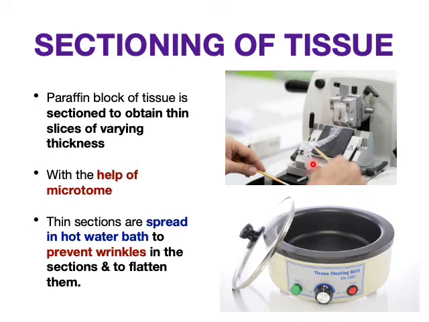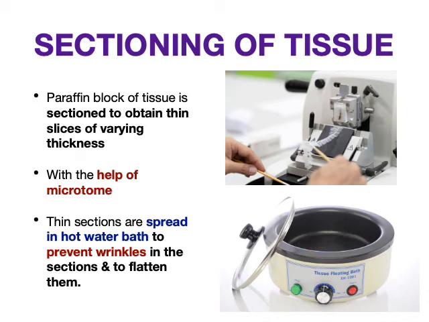You can observe so many wrinkles here in the ribbons. It is almost crumbled. To remove those wrinkles, we'll put those tissues in the hot water bath. Those thin tissue sections are spread in the hot water bath so that the wrinkles will be prevented and the sections will become flattened. Because you are putting it in the hot water, the paraffin wax will be melted and only the tissue will be floating over the surface of the water.